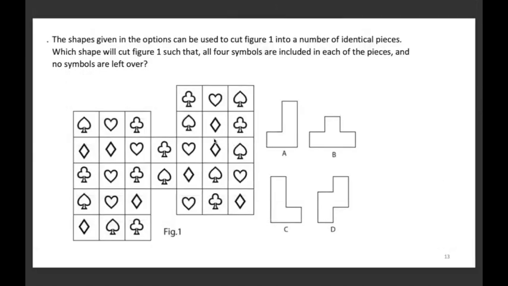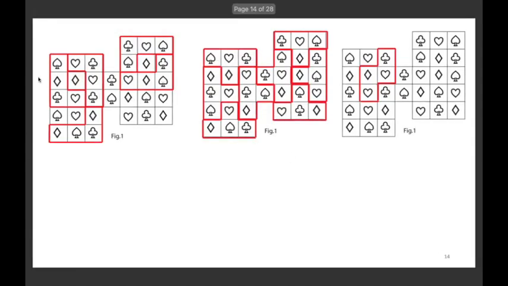The shapes given in the options can be used to cut figure 1 into a number of identical pieces. Which shape will cut figure 1 such that all four symbols are included in each of the pieces and no symbols are left over? No symbols are left over. There's no one piece which is left over, and whatever shape you find has to cover all the four symbols. Okay.